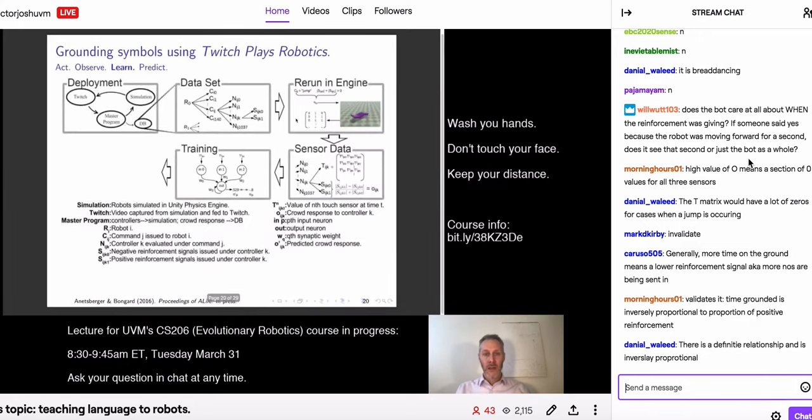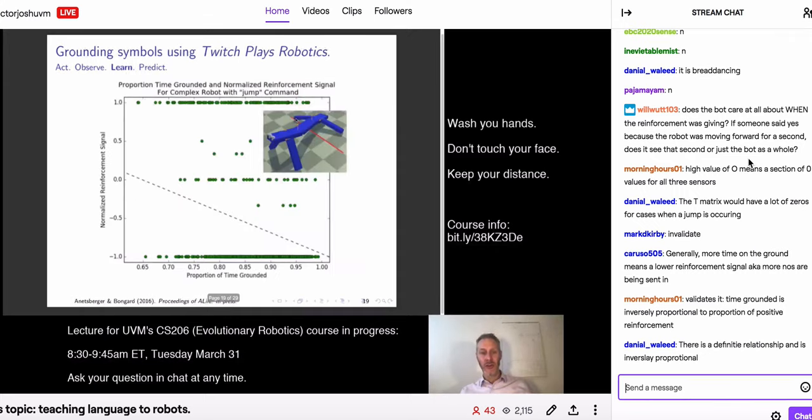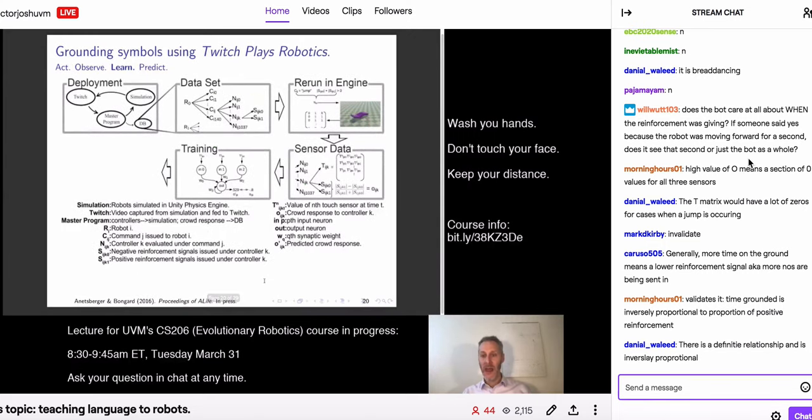Okay. Let's move on now to the next step in this experiment. I showed you linear regression that shows that there is a relationship between T and O, but we as the investigators still needed to do some work. We needed to perform a computation on the T matrix using our own assumption about what jump means, which is the proportion of time the robot is grounded. Let's, in this next part of the experiment, relax that assumption. We are just going to use the raw T matrix and try and learn a relationship between the raw T matrix itself and O.